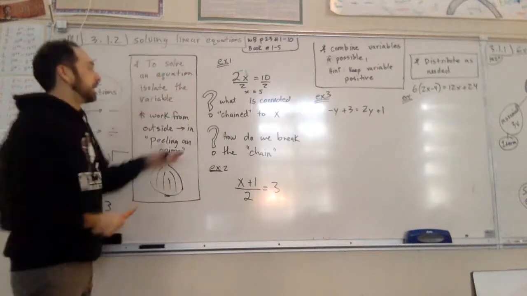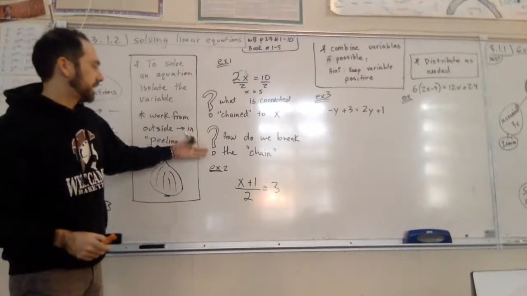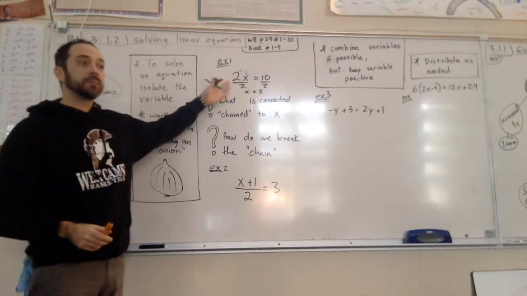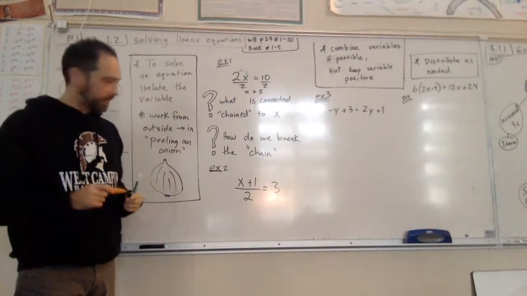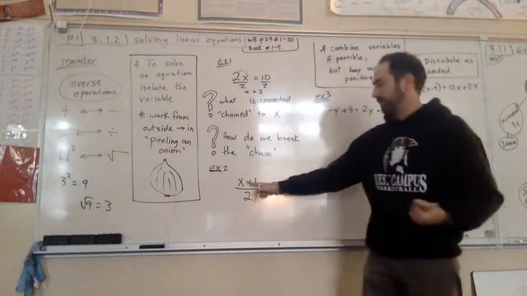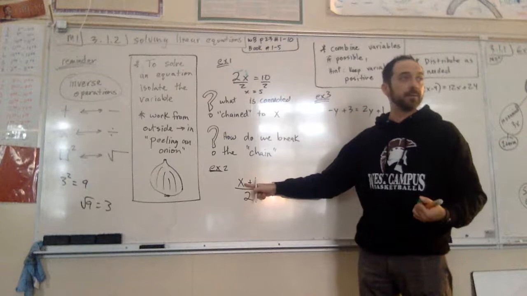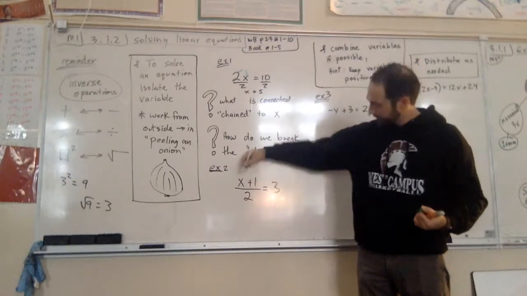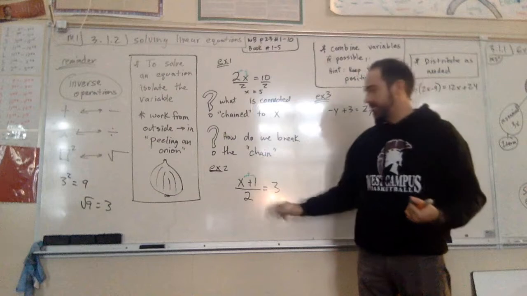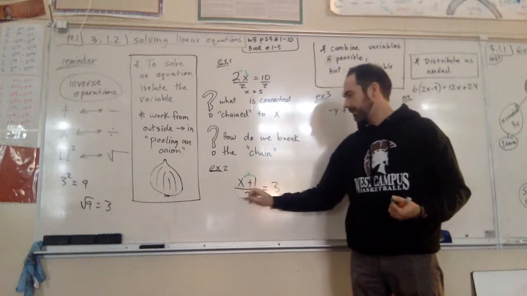So how do we break the chain? Instead of multiply, the chain was multiply. What do we do to break it? Divide. Okay, so think of it this way. And then looking down here, let's make our chains. X is our variable. We want to isolate it. Give me one chain. Plus 1. That's addition. And then divide by 2.